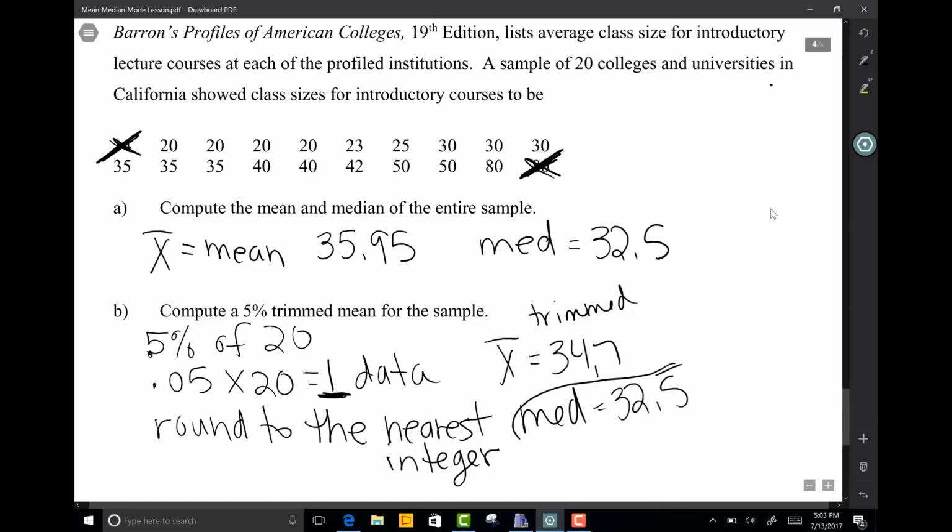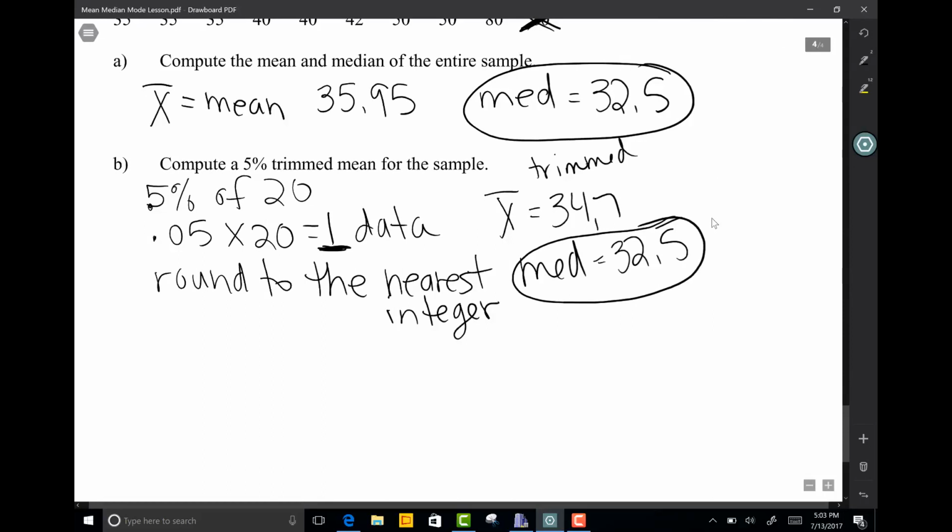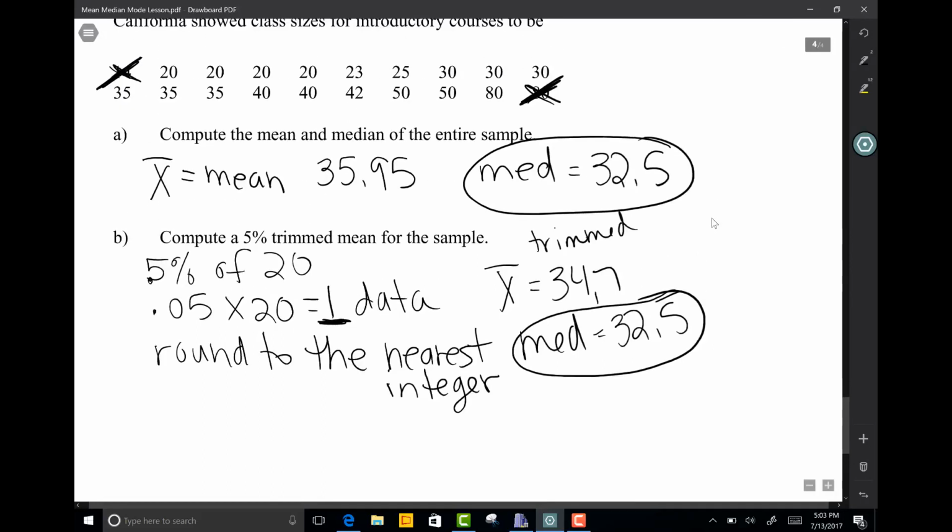Notice that our median didn't change. Why didn't our median change? Well, just because we knocked off the lowest value and the highest value, the median, remember, is the center value. 32.5 would still be in the center if we knock off one on the top and one on the bottom.